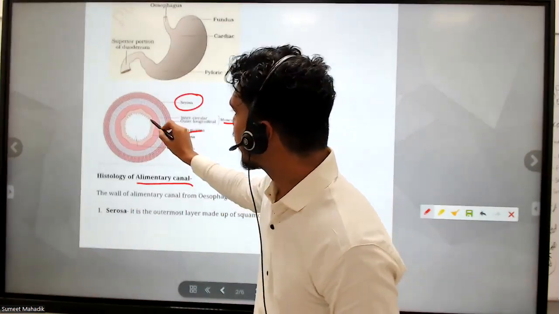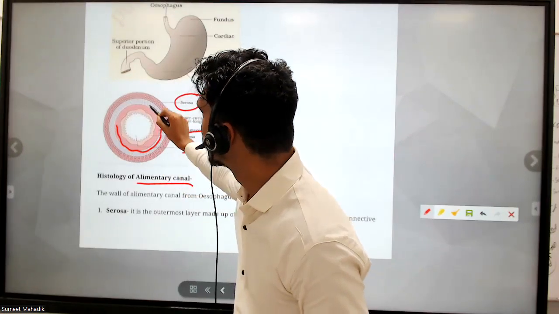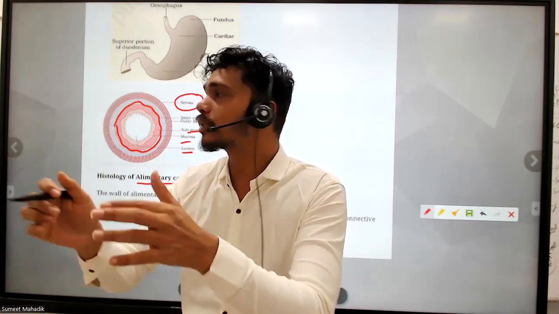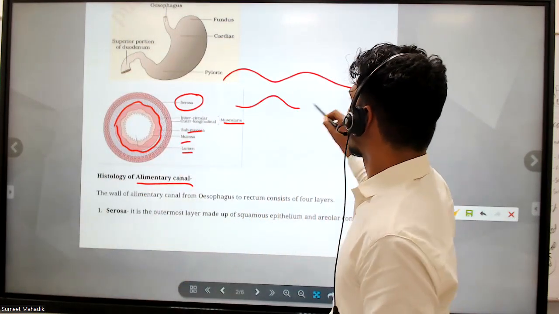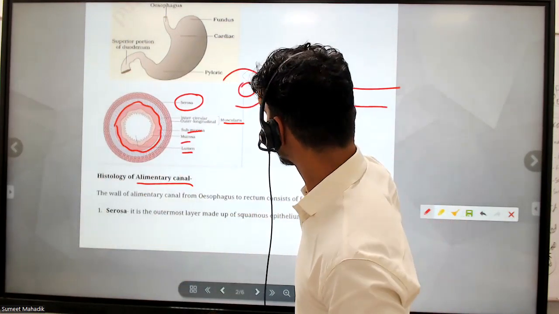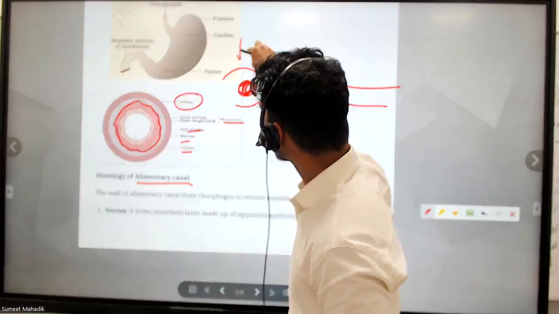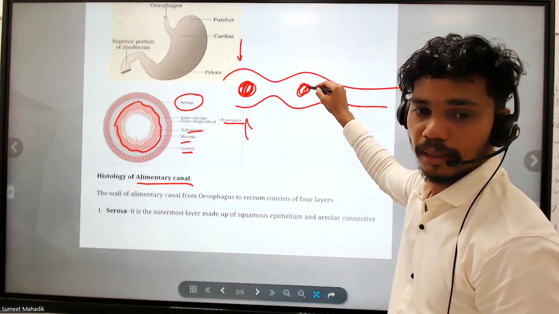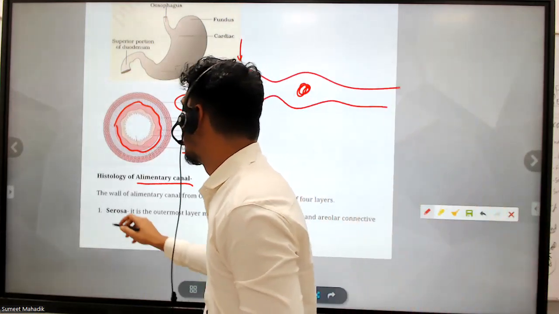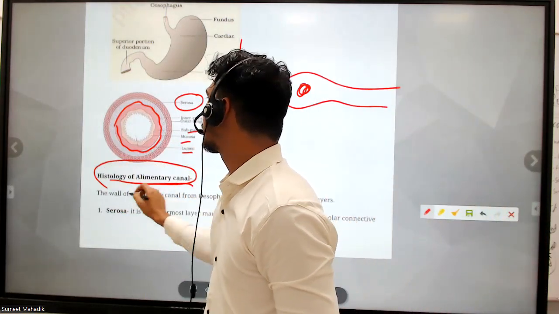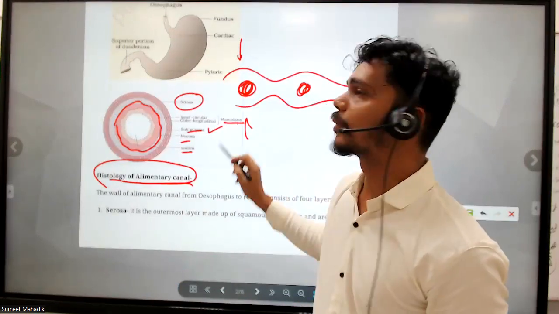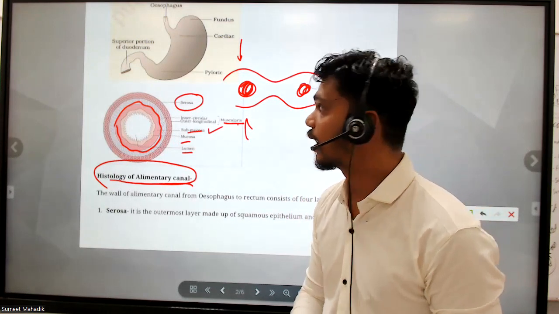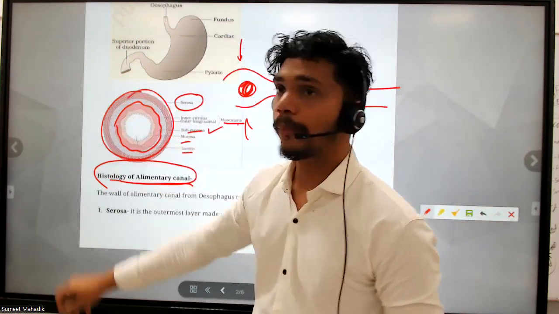So what is that? Can you see this muscularis? It undergoes contraction, relaxation, contraction, relaxation. Suppose this is a bolus. If there is a contraction, it will be squeezed to this side. Yes or no? Yes. Okay. Similarly, in the histology of the alimentary canal, we mostly have to talk about the submucosa and muscularis. Muscularis is mostly responsible for contraction and relaxation. This is the outer line for protection.